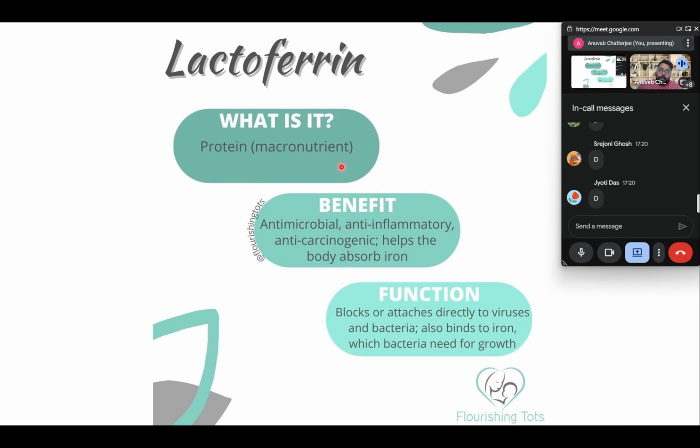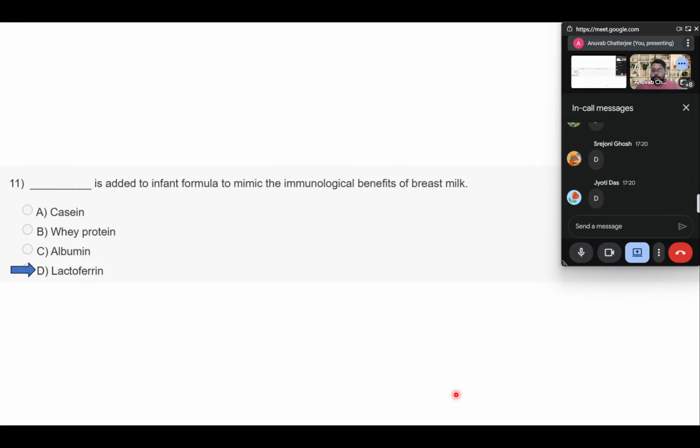So it is a protein which has antimicrobial, anti-inflammatory, or anti-carcinogenic properties and helps the body absorb iron. It has immunological benefits such as it blocks or attaches to viruses and bacteria and disrupts the cell wall, as well as binds to iron, which the bacteria need to grow, and thus prevents GI tract infections in small babies. So lactoferrin is added to infant formula to mimic the immunological benefits of breast milk.